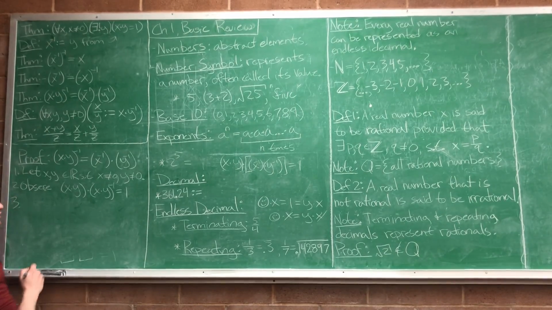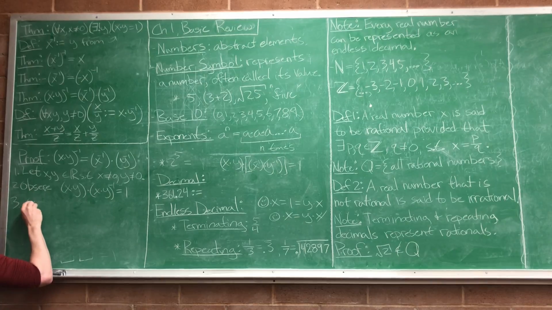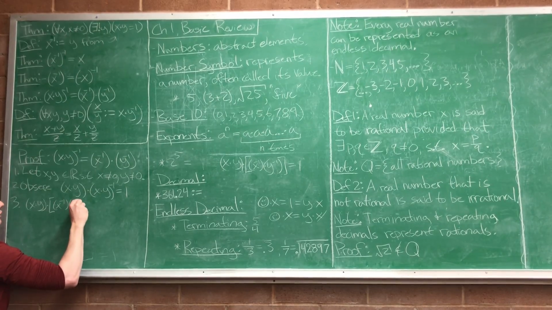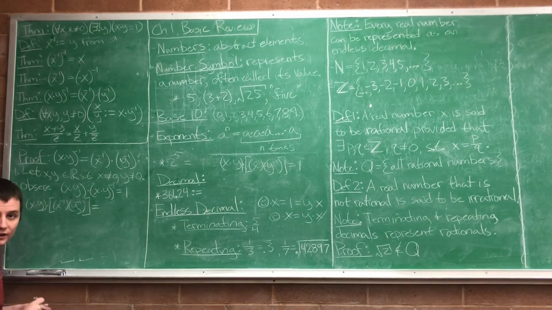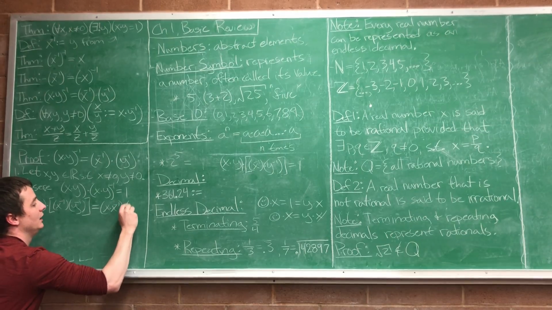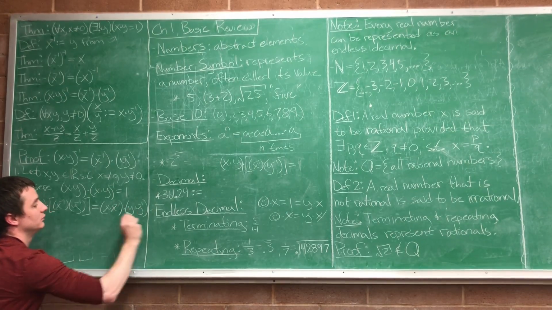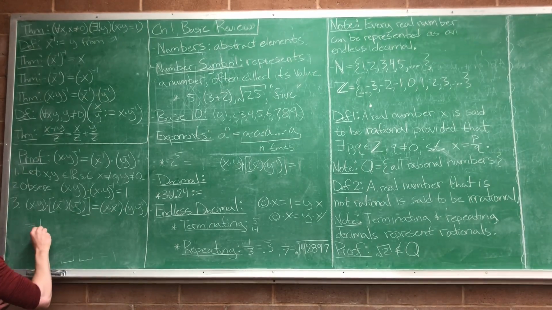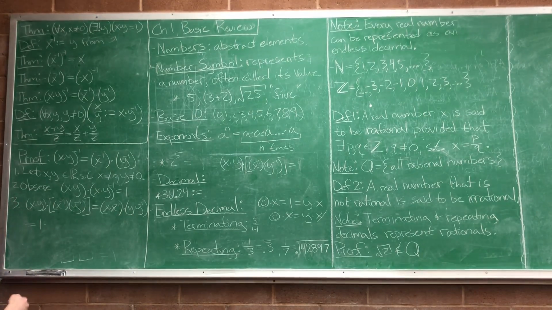So let's just show that. x times y times x inverse times y inverse. You with me? Now we're just going to use a bunch of associativity and commutativity. I'm going to group x with x inverse and y with y inverse. I can rewrite this whole thing as x times x inverse times y times y inverse. And what is x times x inverse? 1. What is y times y inverse? 1. What's 1 times 1? 1. You sure? I hope so. Okay.